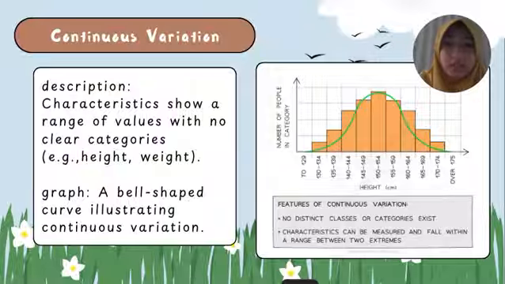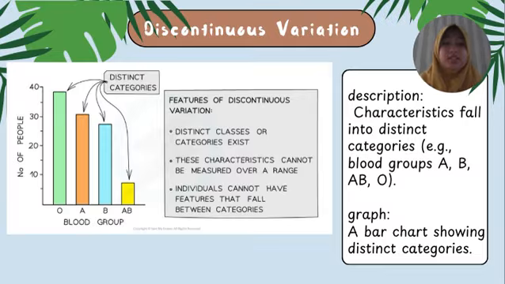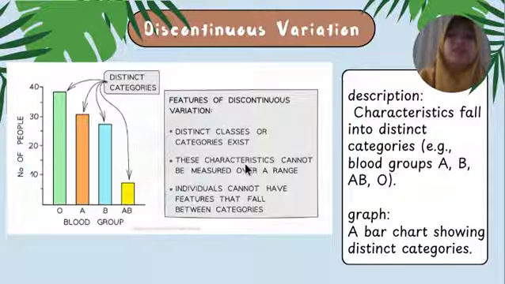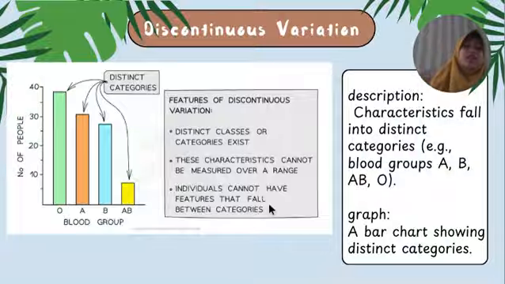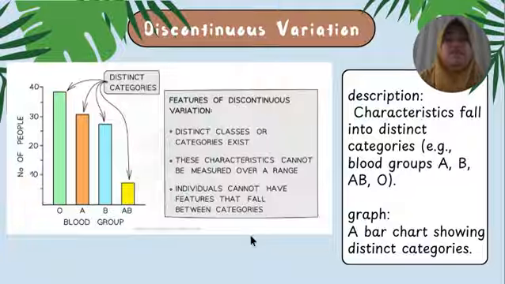And then the second one is discontinuous variation. This is where characteristics fall into distinct categories. An example is blood group: A, B, AB, and O. The graph is a bar chart showing distinct categories. The features of discontinuous variation are that distinct classes or categories exist. These characteristics cannot be measured over a range. Individuals cannot have features that fall between categories. Like this.